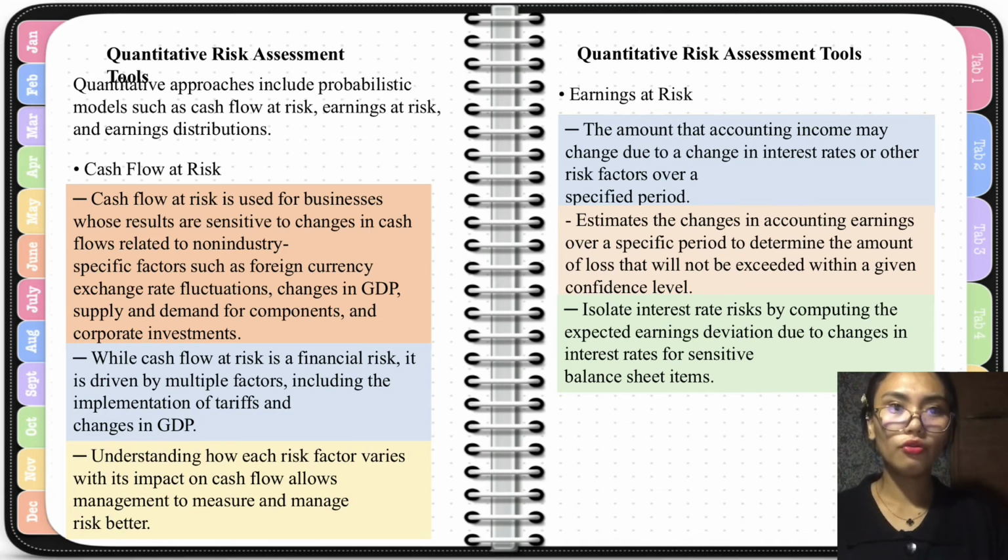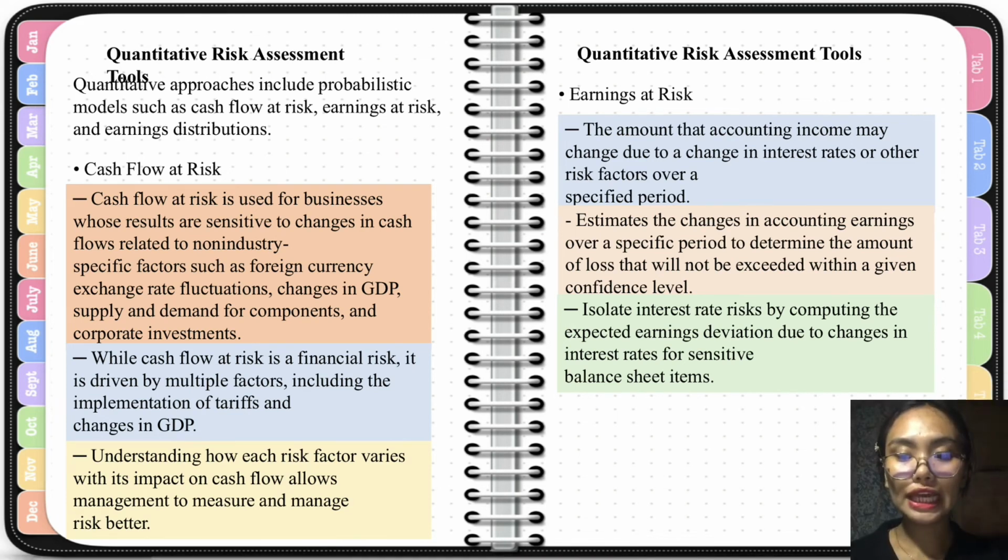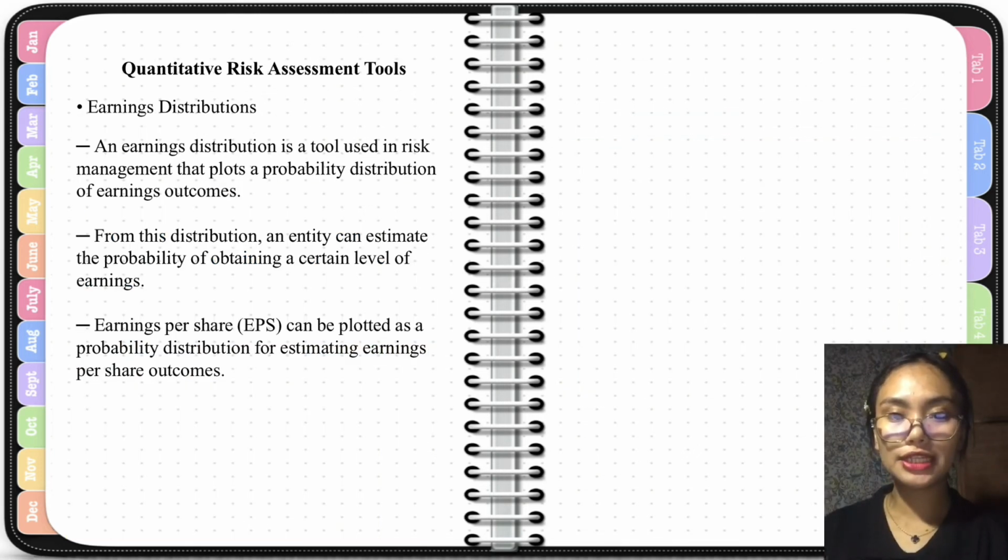Overall, in the presentation, this means that the cash flow at risk is the potential risk of a shortfall in cash flow. Earnings at risk is the risk from interest rates in a specific period of time. And last is the earnings distribution. This is a statistical measure of how many people earn various amounts of income. It also shows the probable distribution of earning income.